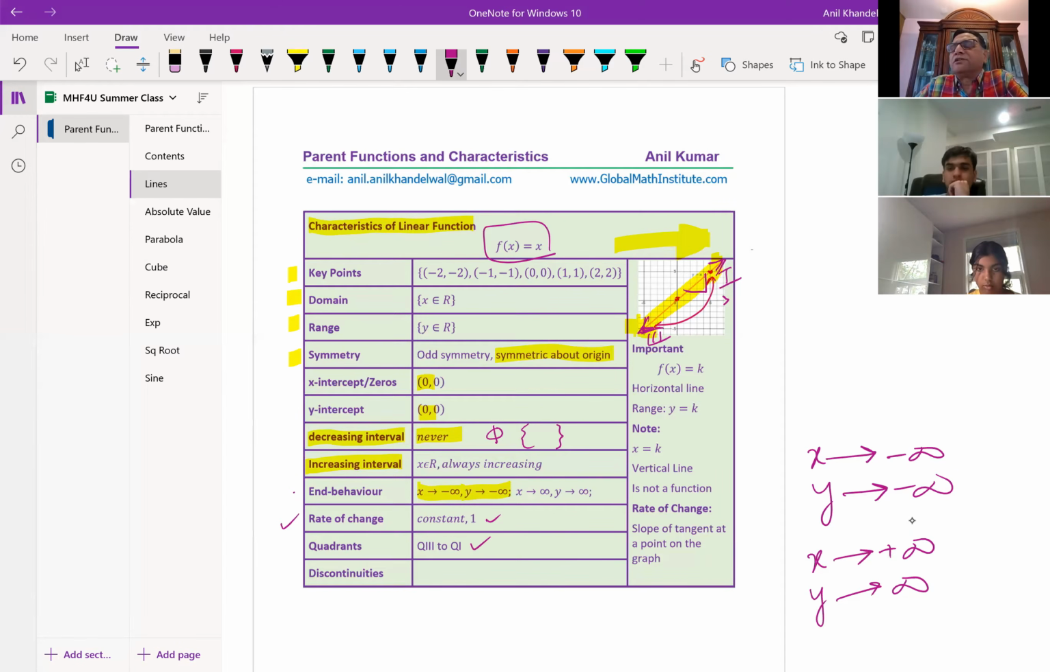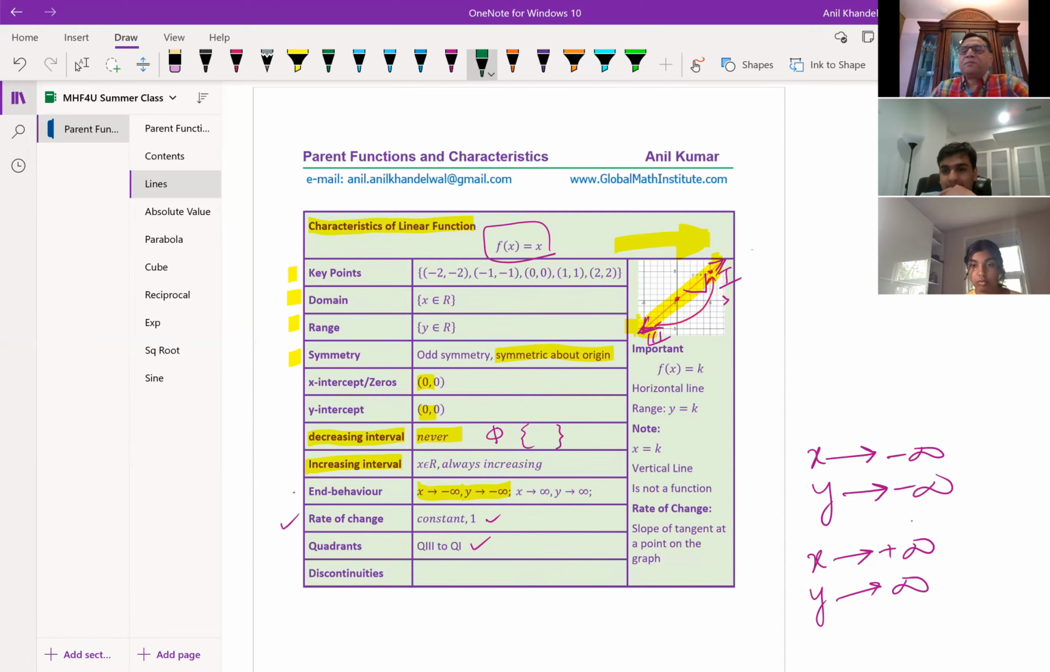This is a continuous function. Some functions which we'll talk about will be discontinuous. The reciprocal function is discontinuous, correct? Now, when we talk about a straight line, there are two important lines. One is the horizontal line and one is the vertical line. Can you tell me which one of these is not a function? Is a vertical line a function?